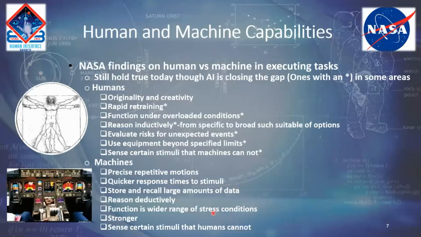Store and recall large amounts of data. We can do that. The astronaut, or rather, computers can do that quite well. I mean, they can store millions, billions of pieces of data and retrieve it at any time. Reason deductively, it's the nature of computers, and they function in a wider range of stress conditions.